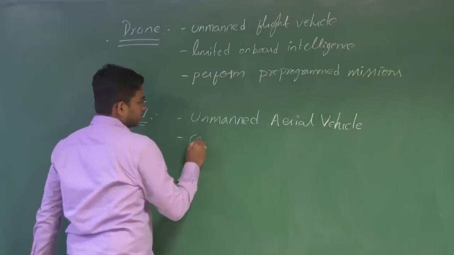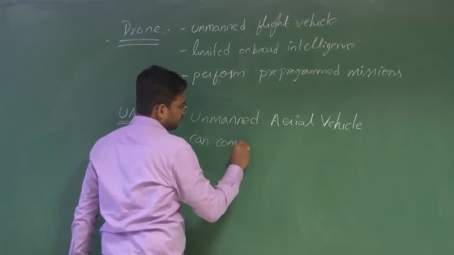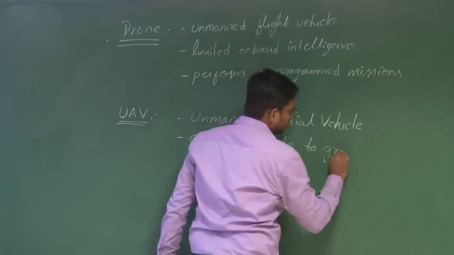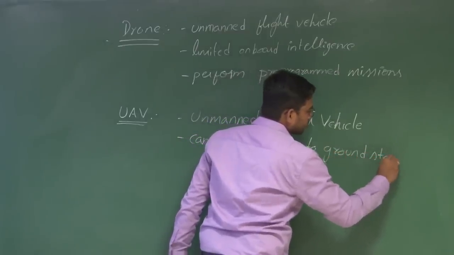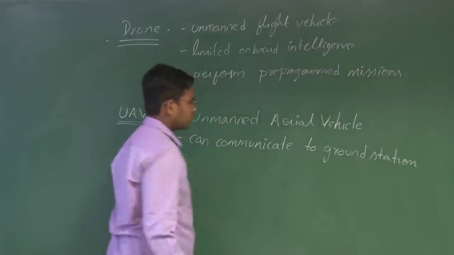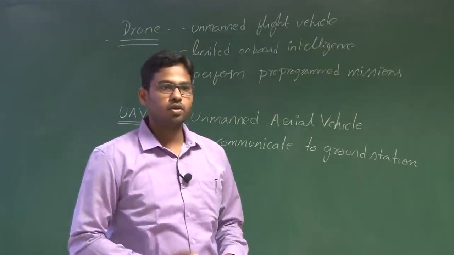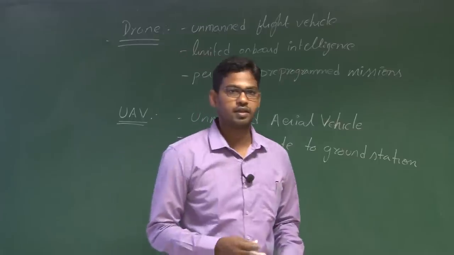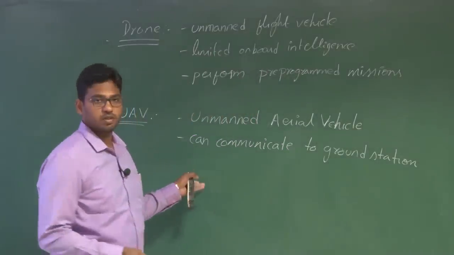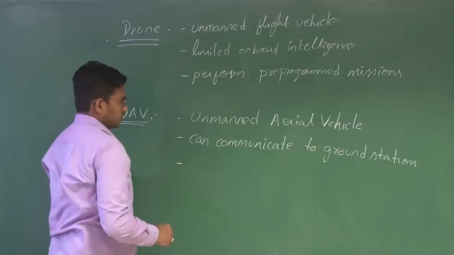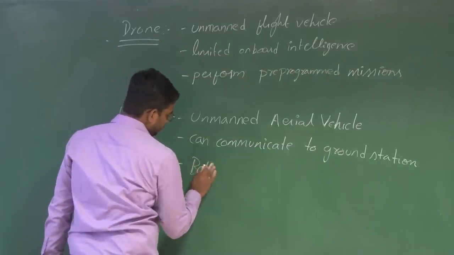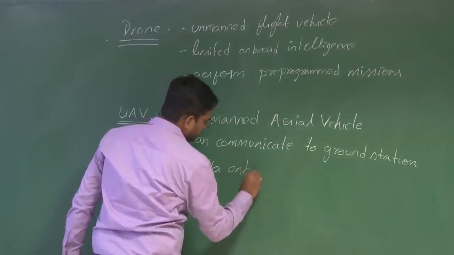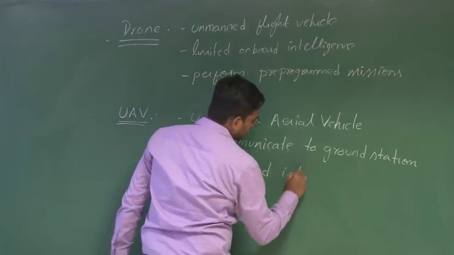But it can communicate to the ground station. So when there exists a communication link, you'll be able to change the mission whenever it is required, right? During the flight, it's like dynamic mission planning. You can change the mission whenever it is required. Better onboard intelligence.